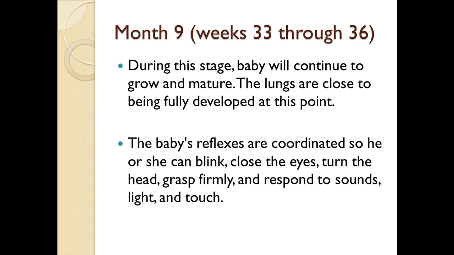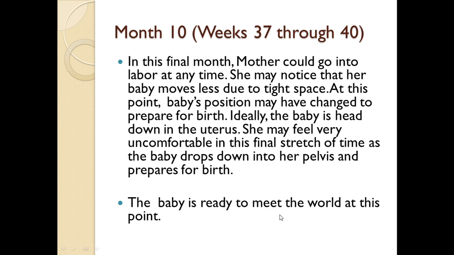9th month. During this stage, the baby will continue to grow and mature. The lungs are close to being fully developed at this point. The baby's reflexes are coordinated, so he or she can blink, close the eyes, turn the head, grasp firmly and respond to sounds, light and touch. This is the final month of the pregnancy, weeks 37 to 40. In this final month, the mother could go into labor at any time.